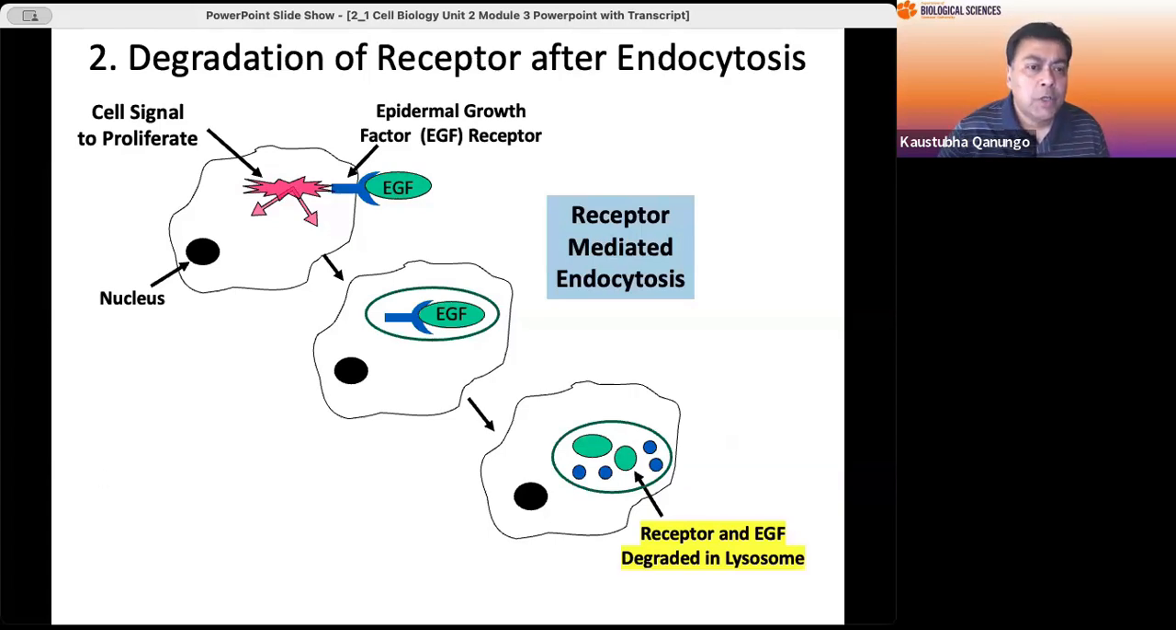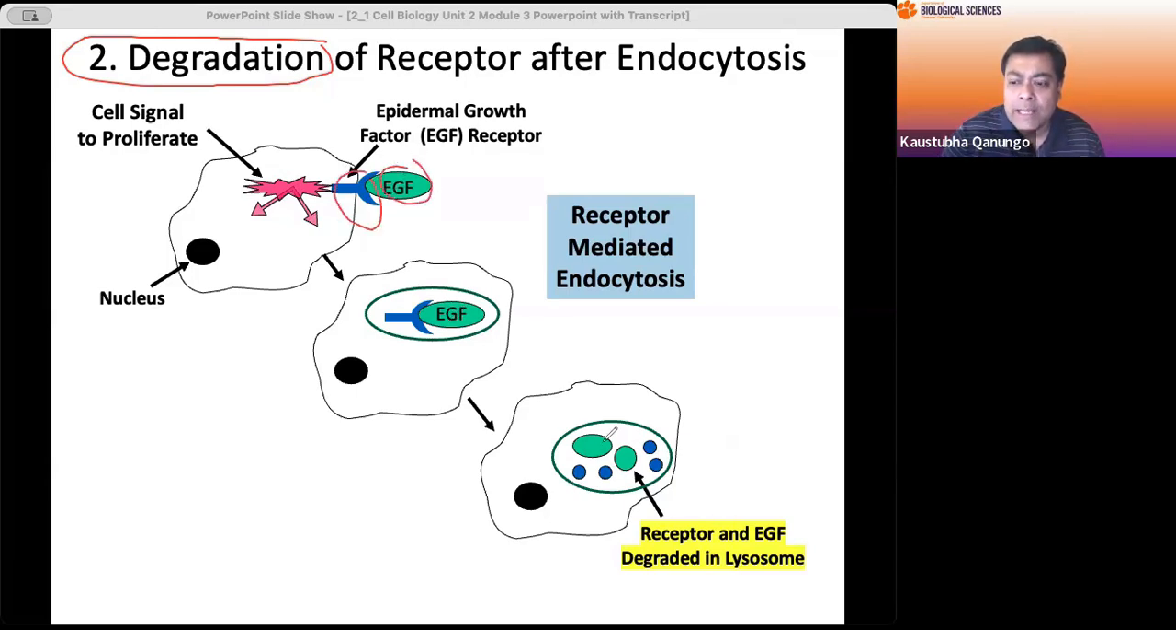All right. So after the recycling of those two, LDL and transferrin, we are looking at degradation. Here, EGF, epidermal growth factor, this signal is brought into the cell. And here, the signal as well as the receptor, both are degraded. So degradation after endocytosis. In the previous ones, none of the receptors were degraded. They were recycled. Here, it is degraded.